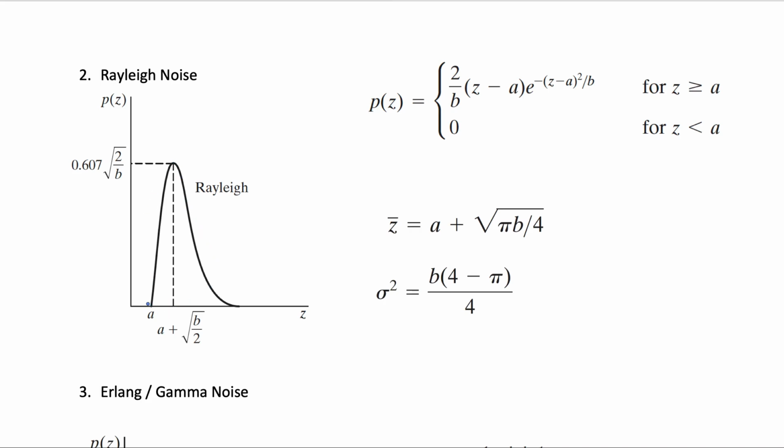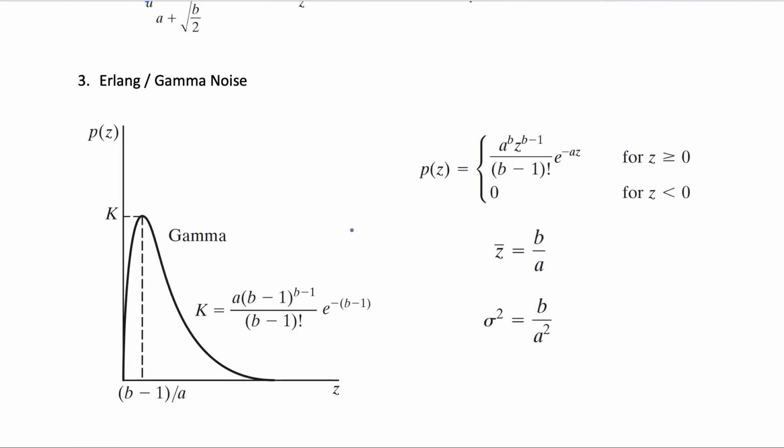That is, the values actually start from a point a, and the highest probable value is a plus square root of b by 2, and it has a probability of 0.607 square root of 2 by b. And this is the function that is given for Rayleigh noise, and this is the value of mean as well as the variance. Actually, if standard deviation is sigma, then variance is sigma square. So this is the value of mean, and this is the value of variance. So this is the function for Rayleigh noise.